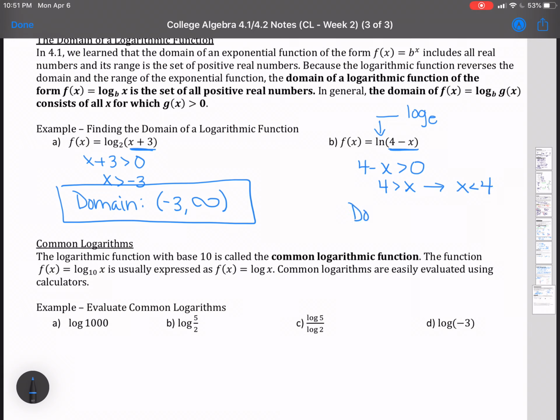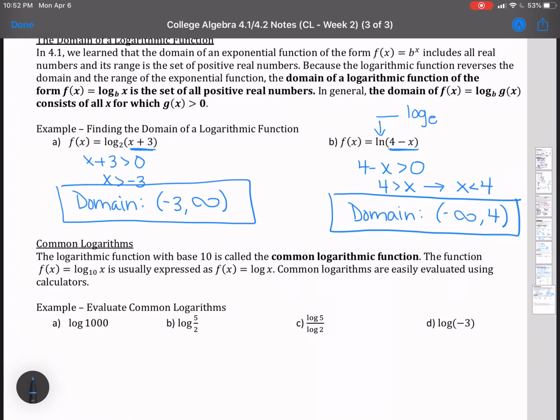So our domain is negative infinity to positive 4. And again, we're going to use a parenthesis because we can't equal 0. And there's your domain.